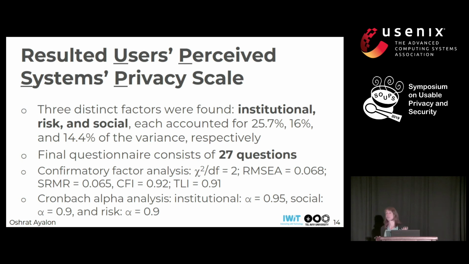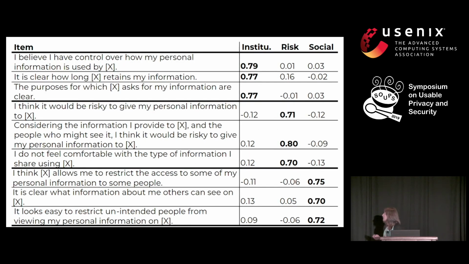And I will give examples for each one of them. Okay, so on the right, you see the loadings as they were obtained from our exploratory factor analysis. So first, an example for the institutional construct: I believe I have control over how my personal information is used by X. X is the system that we are exploring. Then a risk construct: considering the information I provide to X and the people who might see it, I think it would be risky to give my personal information to X.